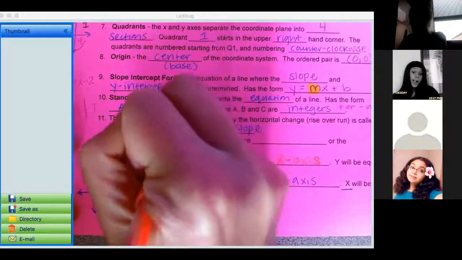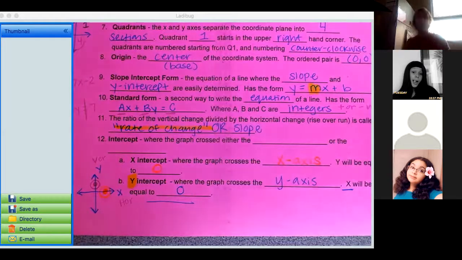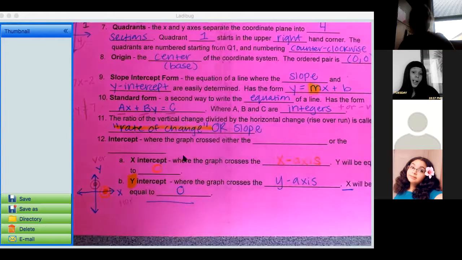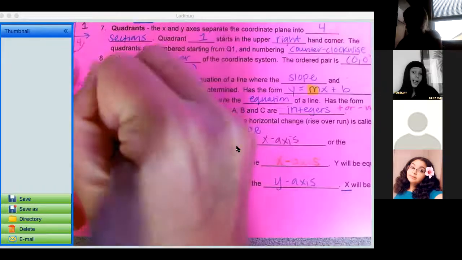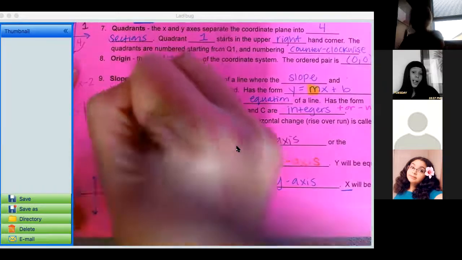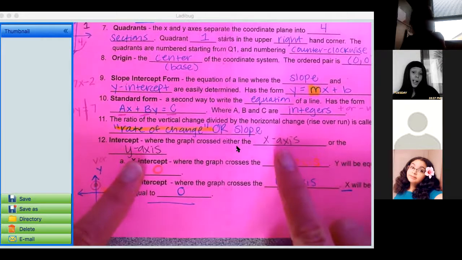Is this coming back to y'all? Not really. Oh my God. Okay. Does it make sense? Okay. Baby, that's okay. I'm reteaching it these next 3 days. This is all review. The next week we'll start the new stuff. Intercept: where the graph crosses either the x-axis or the y-axis. Those are intercepts. Depending on which one it crosses tells me what kind of intercept it is.